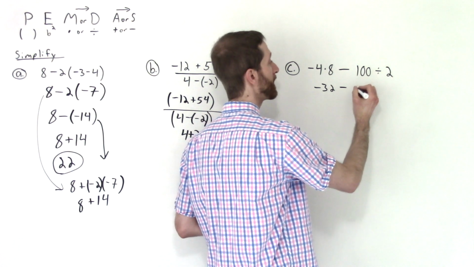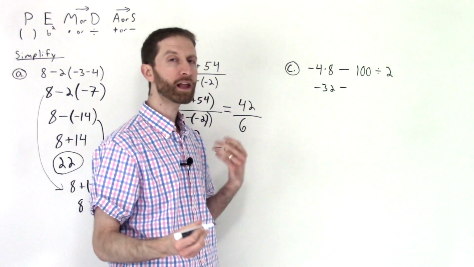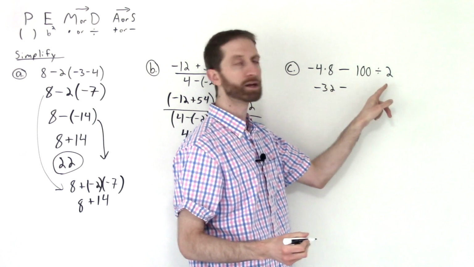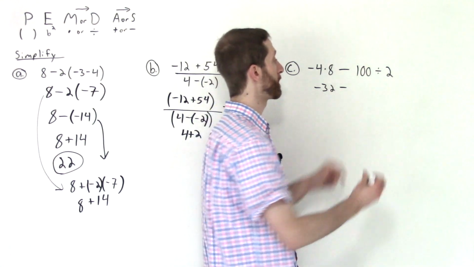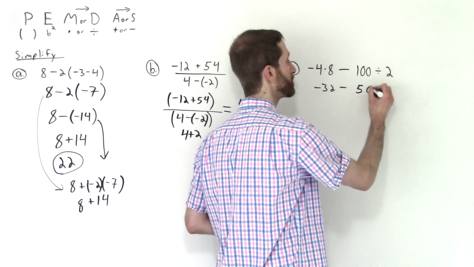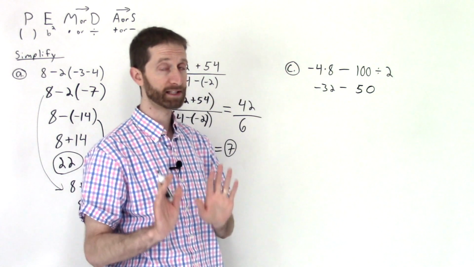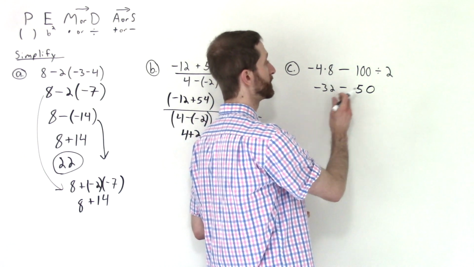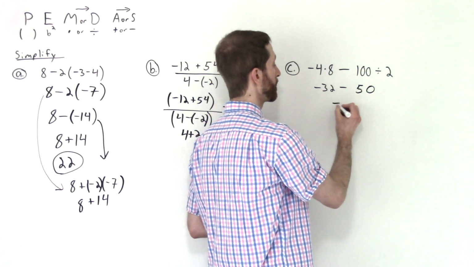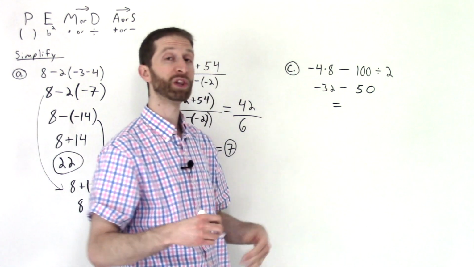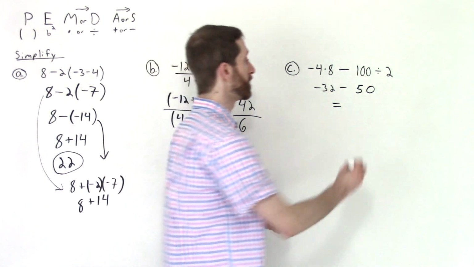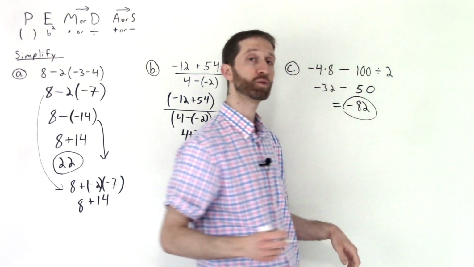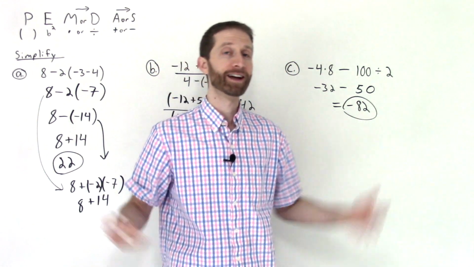Minus, and now I'm copying everything, or if you feel like being a little more efficient, you could say, I've completed the multiplication, now let me complete the division. 100 divided by 2 is 50. So you can start to save yourself a little bit of time, still following the order of operations. Now we have subtraction left, negative 32 minus 50. Well, that's the same as doing negative 32 plus a negative 50, which is negative 82, and that would be our answer. That's it, peeps.